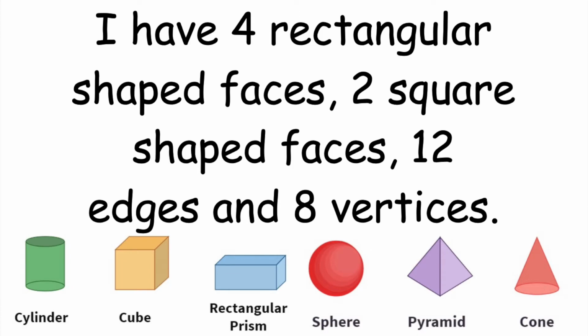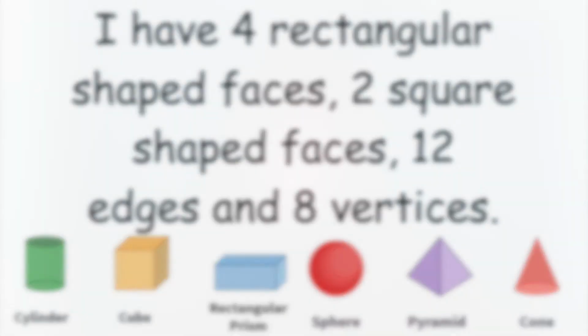Here's the last shape. What shape am I? I have 4 rectangular shaped faces, 2 square shaped faces, 12 edges, and 8 vertices. Pause the video and have a think. Remember my rectangular faces. I am a rectangular prism. Well done. I'm sure you did an awesome job of playing What Shape Am I?